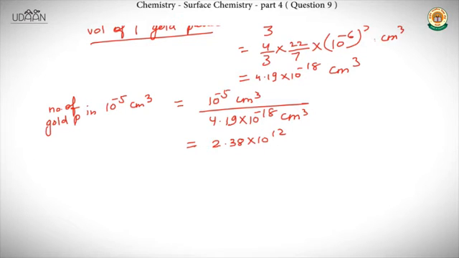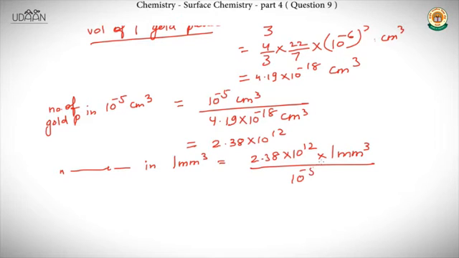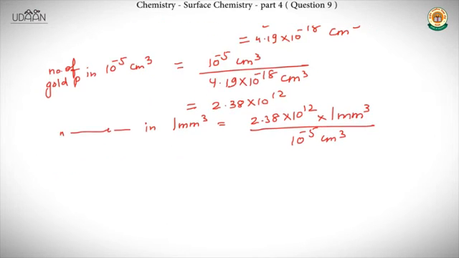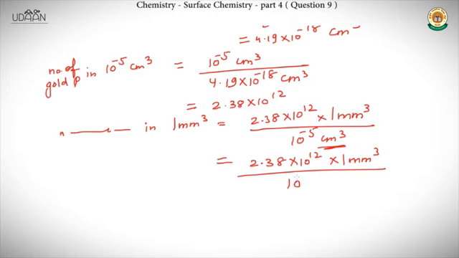Now I need to find the number of gold particles in 1 millimeter cube. Which will be 2.38 into 10 raised to the power 12 into 1 millimeter cube upon 10 raised to the power minus 5 centimeter cube. I can convert centimeter cube into millimeter cube because we know that 1 centimeter is equal to 10 millimeter. So I will just multiply this by 1000 and get millimeter cube. This will cancel.